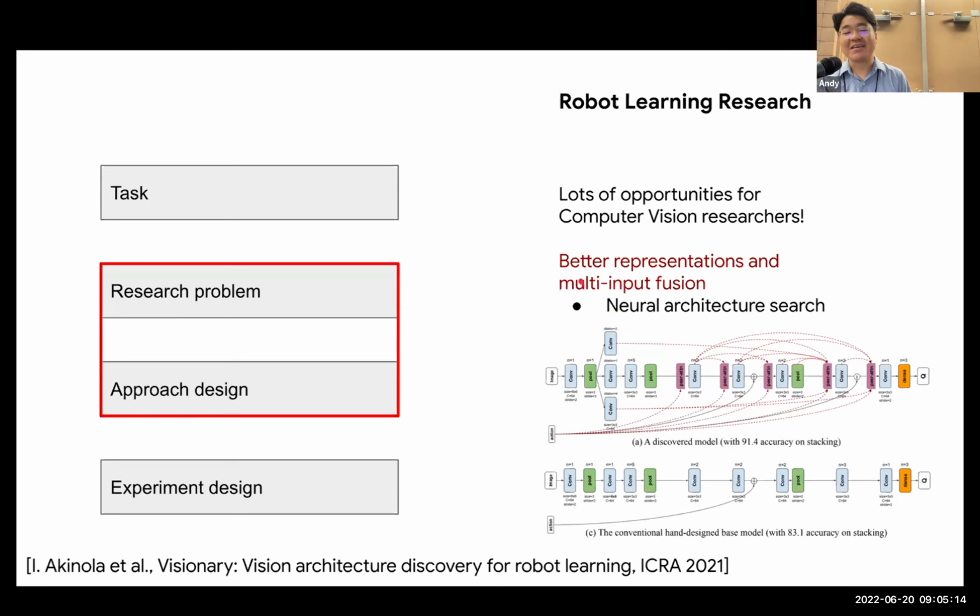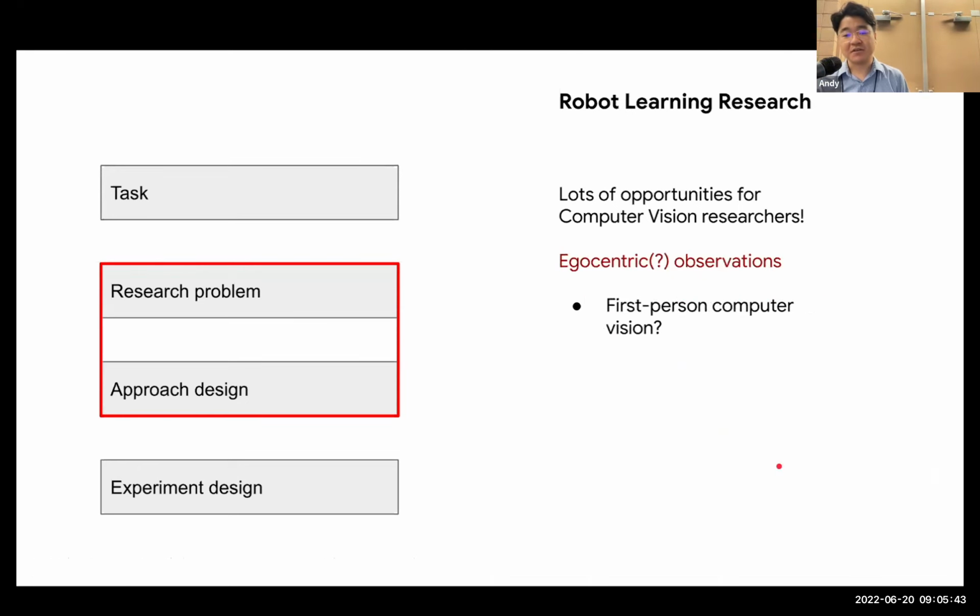And this was regarding better representation and multi-input fusion. In this case, all we did was run a very simple neural architecture search. So this was the kind of state-of-the-art model, as I mentioned, like 7 convolutional layers and so on. And we were able to find a better model by doing neural architecture search, and that was giving us better representation, allowing us to improve the task success accuracy.